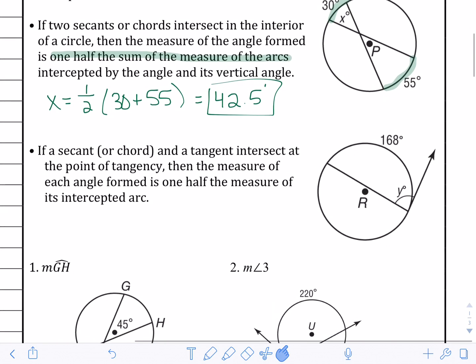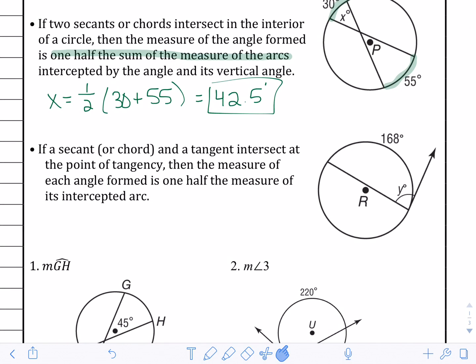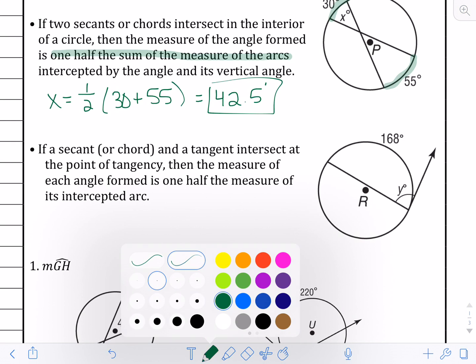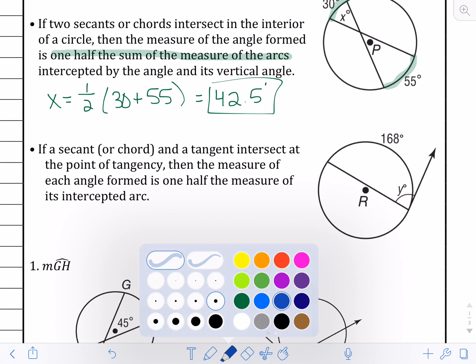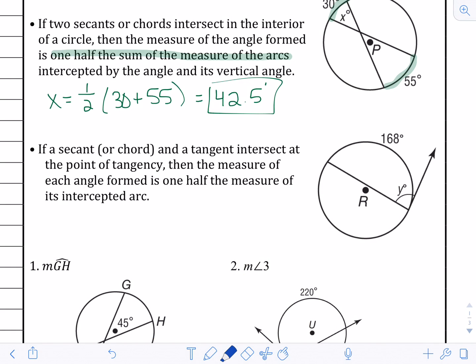Okay. Second part: if a secant or chord and a tangent intersect at the point of tangency, then the measure of each angle formed is 1/2 the measure of its intercepted arc. For this one, let me change up my color so you can see. Looking at y right here, it is half of this arc. So you write y is equal to 1/2 the measure of that arc, which is 168 degrees. Then you end up getting 84 degrees.